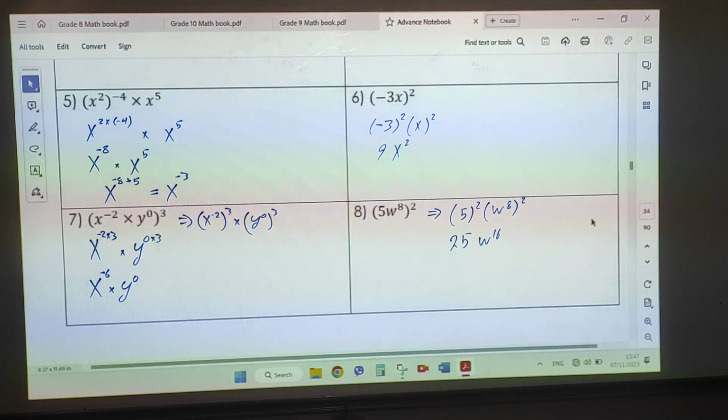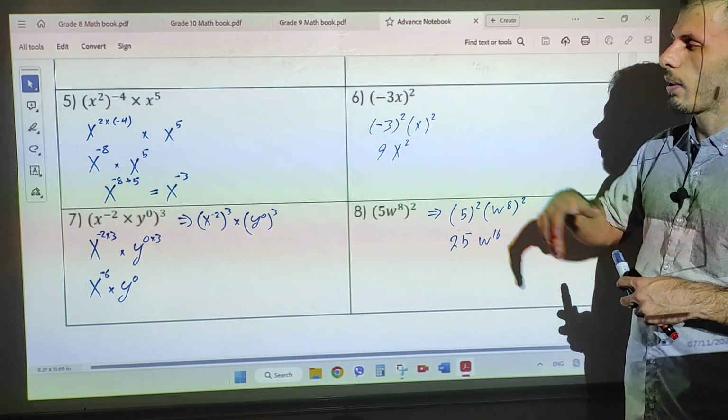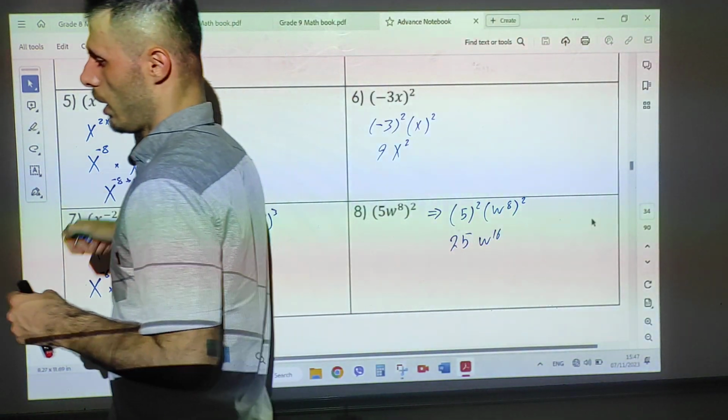That's all about how to solve these bases if you have a power over the bracket or if you have multiplication between the terms that you have, and how to simplify them.